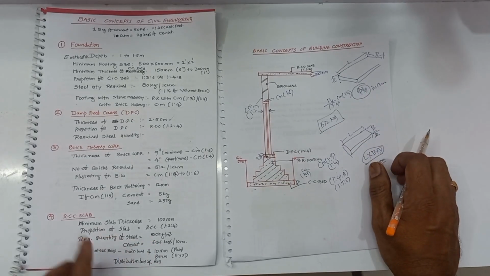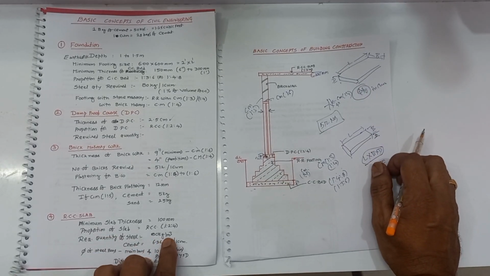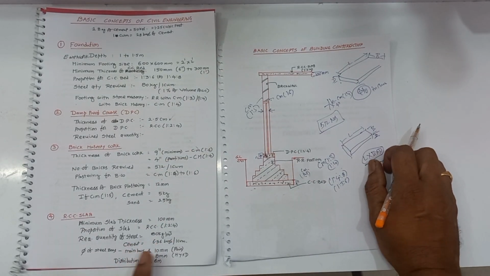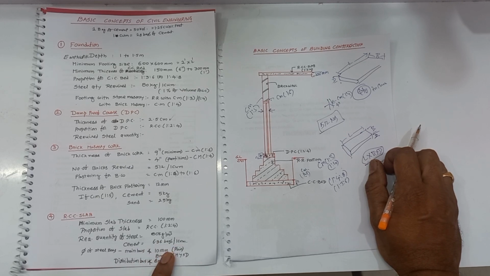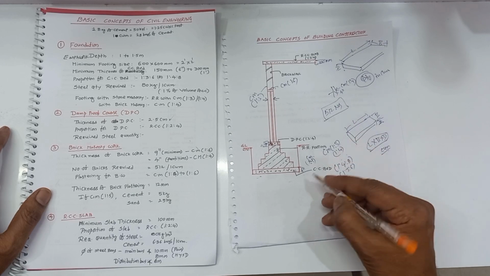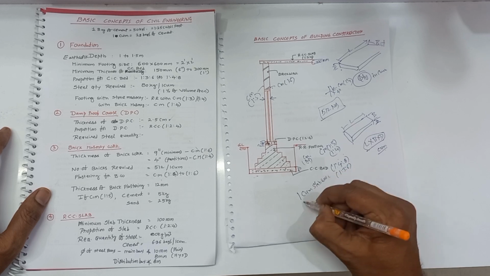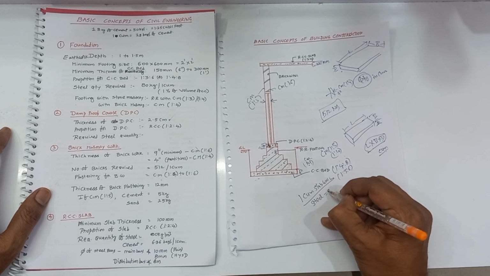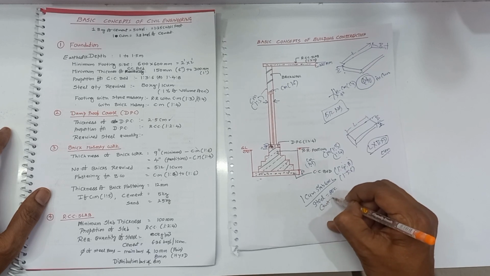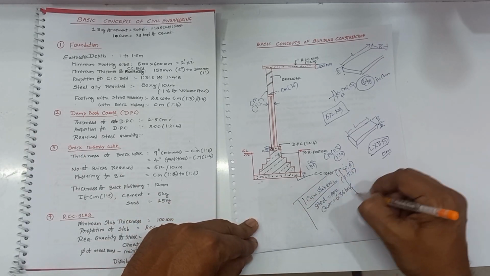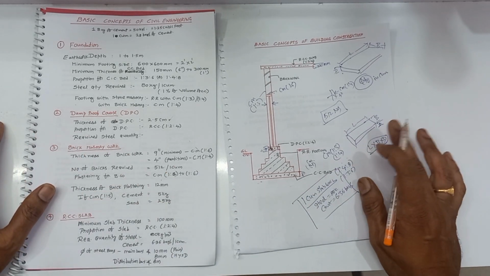But there is a simple thumb rule: for 1 cubic meter of concrete, we need 80 kgs of steel. That is the thumb rule, 80 kg per 1 cubic meter. The quantity of cement required for 1 cubic meter is 6.36 bags. So simply we can find for 1 cubic meter of slab work: steel is 80 kgs, cement is 6.36 bags. This is the thumb rule for the slab materials.